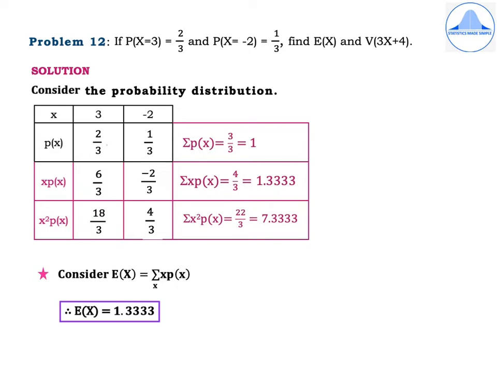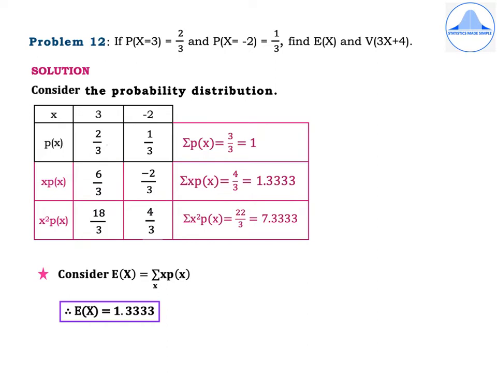Now, since the denominators are the same, I will retain the fractions as they are and then convert them into decimals towards the end. So let us now find out x p of x, which is 6 by 3 and minus 2 by 3. So summation x p of x is equal to 4 by 3, which is equal to 1.3333. Similarly, find out x square p of x, which is required to find out the variance of x. So you get 18 by 3 and 4 by 3. So summation x square p of x is equal to 22 by 3, which gives 7.3333.